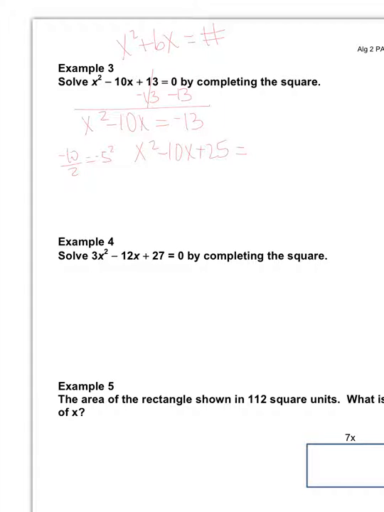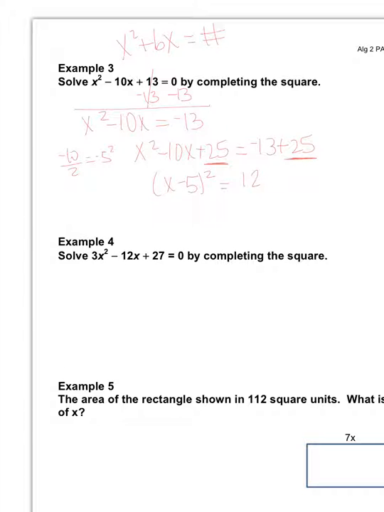Now, if I'm adding 25 to the left side of our equation, we have to do the same exact thing to the other side. That's the most common mistake with completing the square. You forget to add that to both sides because we want this equation to stay equal. So now the reason why we are completing the square is so that we can factor it into a binomial squared. So when we factor the left side, that's going to be (x minus 5) squared equals, that would give me 22.